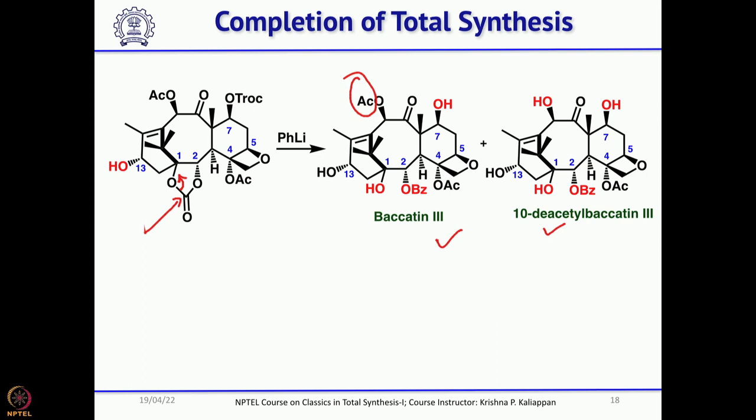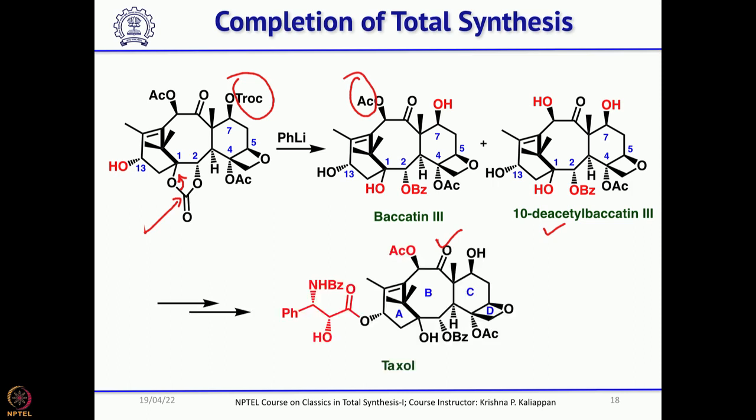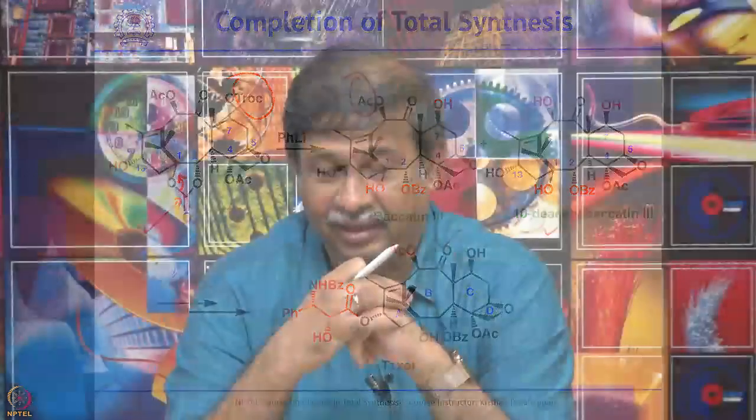As you know, we have already discussed how baccatin III has been converted into Taxol in a few steps, and addition of phenyl lithium also cleaves Troc. Okay, so once you have baccatin III, it is already converted into Taxol. So that's how he completed the total synthesis of Taxol, and this was the shortest total synthesis at that time, only 37 steps starting from verbenone, and it was considered one of the classical total syntheses of Taxol. Okay, so thank you.